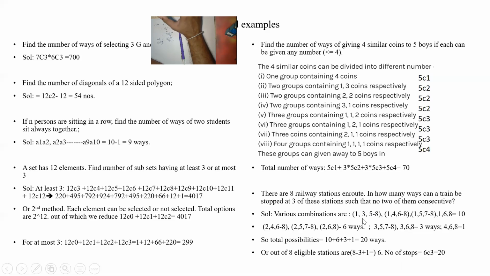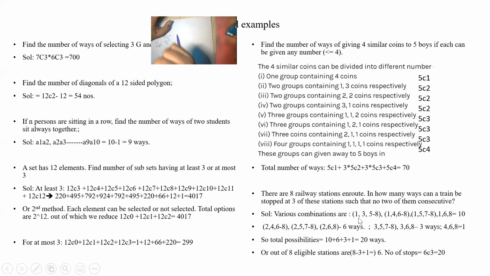So how many options are here? 5 to 8 means 5, 6, 7, 8. 4 options here. Suppose instead of 3, it stops at 4. Then we have 6 to 8, so 6, 7, 8, 3 options. If it stops at 5, then we have 2 options. So 4 plus 3 plus 2 plus 1. It cannot stop at 7 because it has to stop at 3 stations. 1, 7, 8 is not possible, as there is no 9th station. So I have taken all possibilities. 3, 4, 5, 6. So total 10.